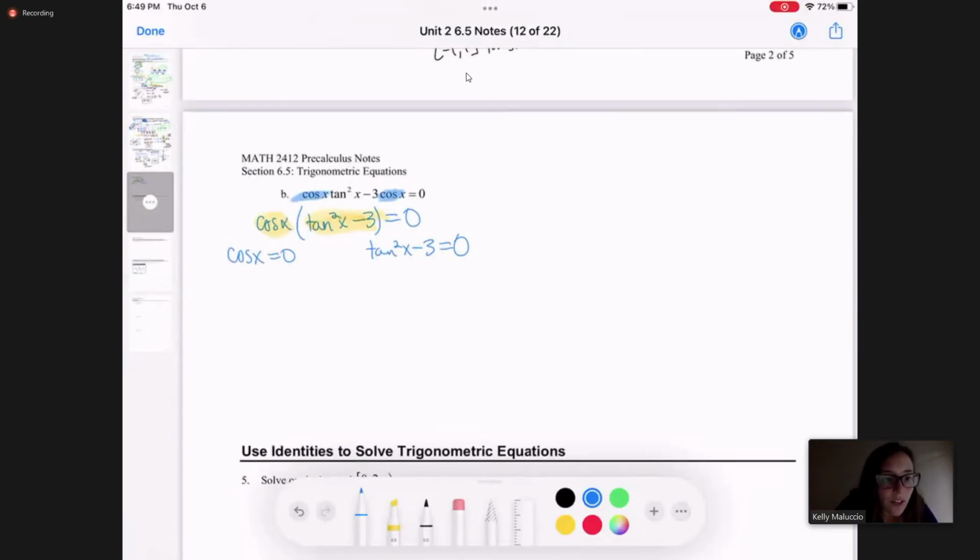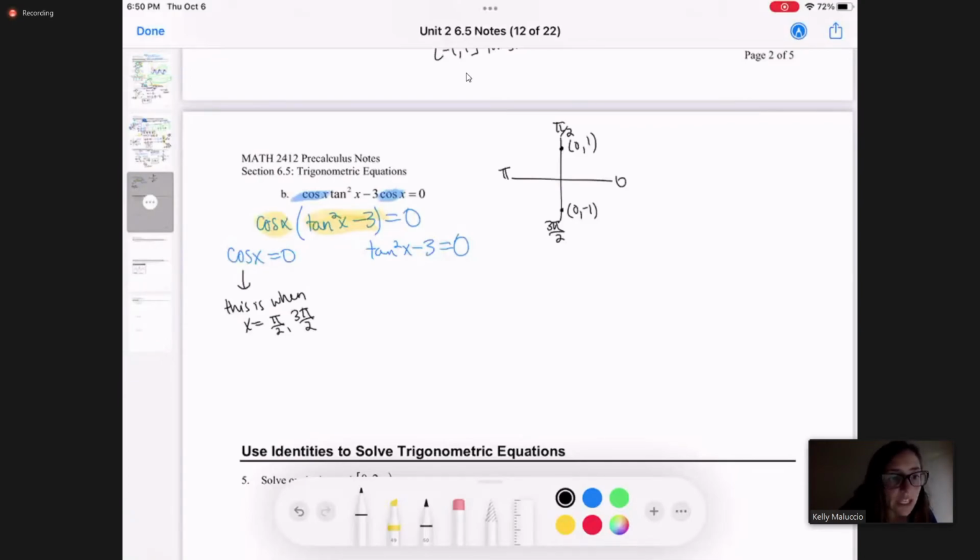So for cosine of x equals 0, we know where it happens. If I just do a little 0, pi over 2, pi, 3 pi over 2, we know it happens at pi over 2 and 3 pi over 2, right? So 0, 1, 0, negative 1. So this is when x equals pi over 2 and 3 pi over 2.